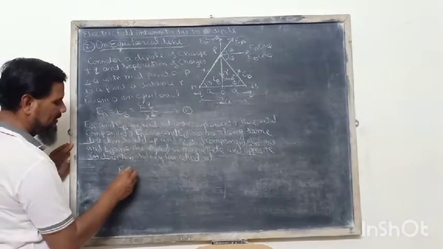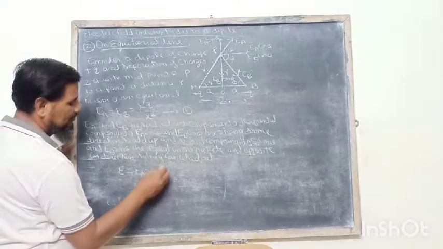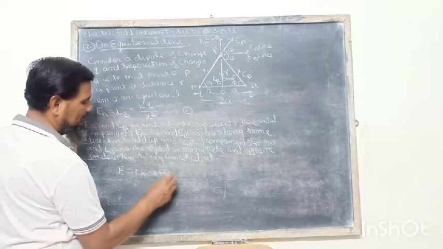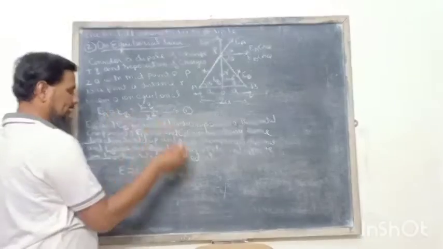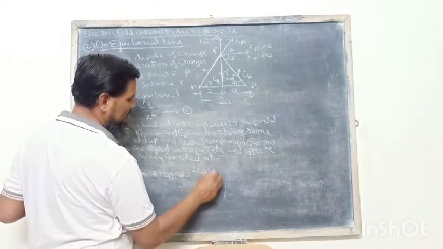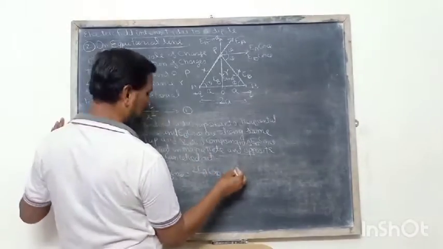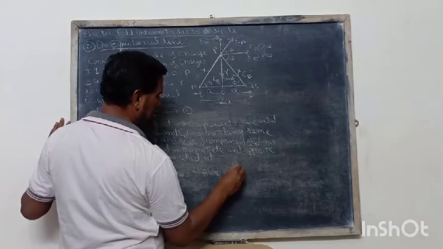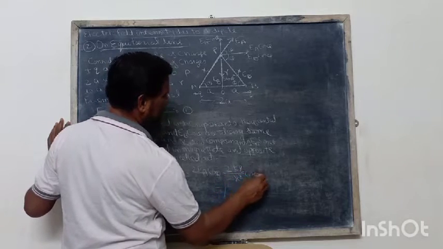So the net electric field will be EA cos theta plus EB cos theta, and we know that EA and EB are equal, so we can write here 2EA cos theta. And now we can put the value of EA or EB as kq upon x square, into cos theta.